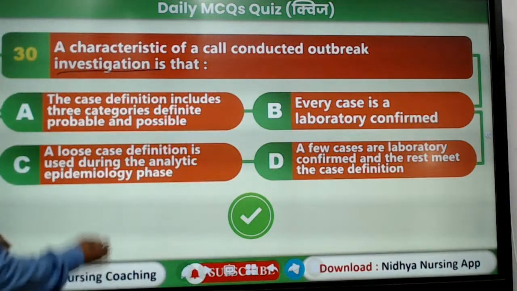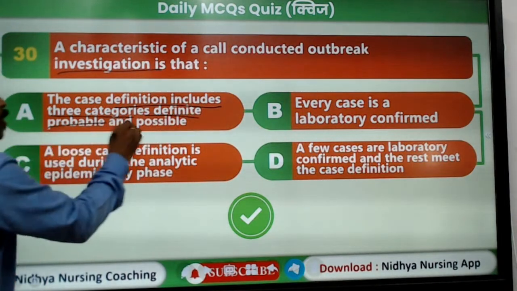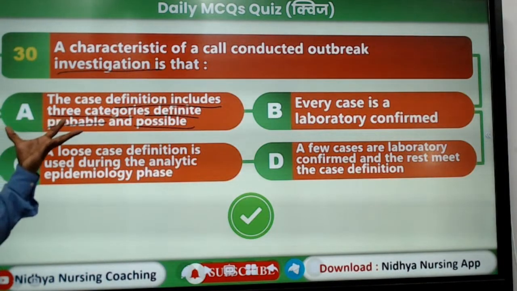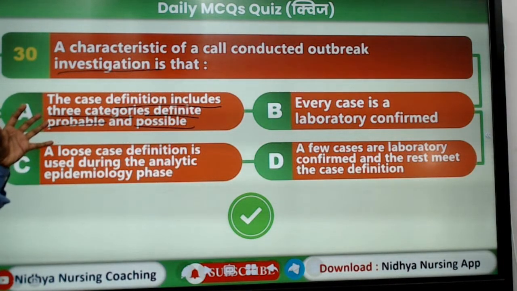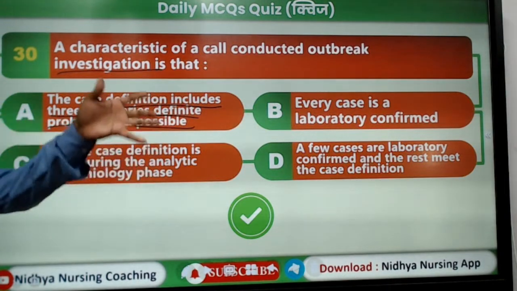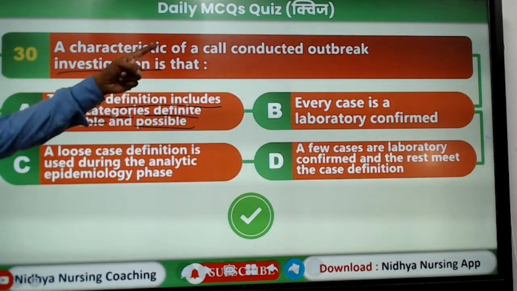So first thing, the case definition includes three categories: definite, probable, possible. Definite case, probable case, possible case, at the time of outbreak.